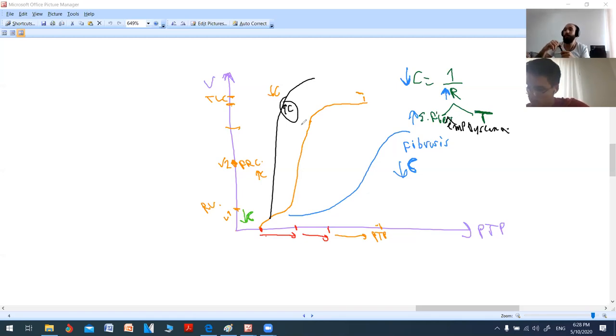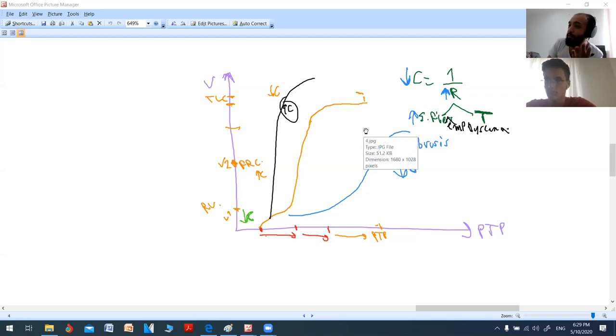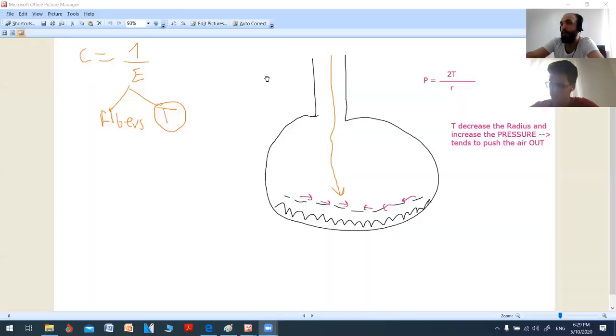So the compliance actually is what? High. But here, of course, I am talking about something called static compliance. Next time I will explain to you the difference between static compliance and dynamic compliance. Not now. Okay, is it clear? Yes. Now let's talk about the surface tension. We said that an increased surface tension will also increase the resistance, and decrease the compliance.